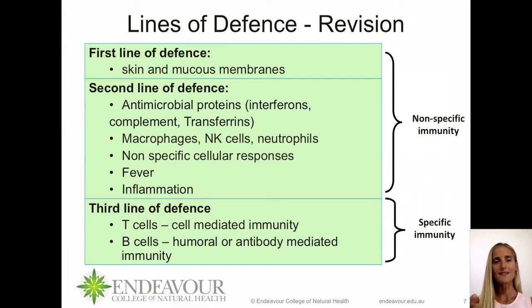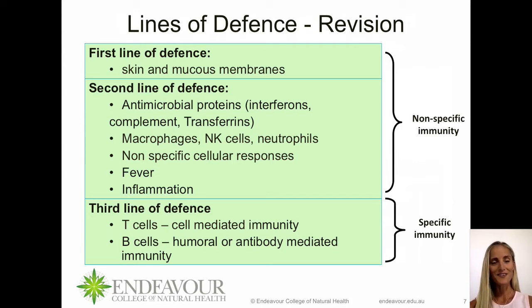As you can see, this is broken into two sections, non-specific immunity and specific immunity. The first and second lines of defense fall under non-specific immunity. Skin and mucous membranes are the primary line of defense for our immune system. The second line of defense is antimicrobial proteins, macrophages, natural killer cells, non-specific cellular responses, and fever and inflammation.